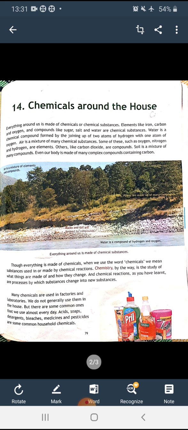So read this chapter carefully, beta, and try to solve the back exercise. Remaining bases and salts we will be taking in the next class.